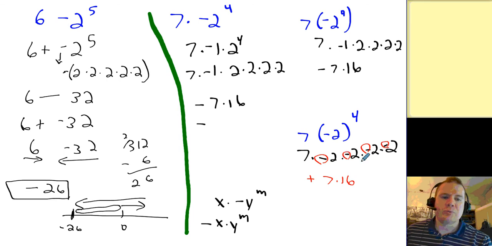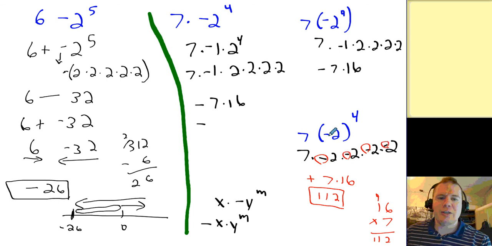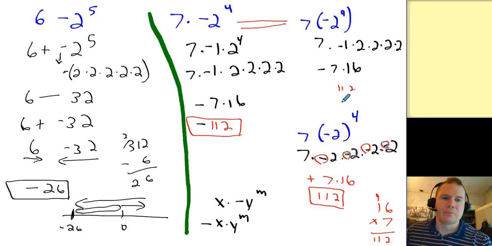And now for all of these, I'm just doing the arithmetic. 16 times 7. 7 times 6 is 42. 7 plus 4 is 11. So I get 112. Positive in this case because I had 4 negatives, so I have positive. 112 again with that single negative brought in. 112 again. These two problems mean the same thing.